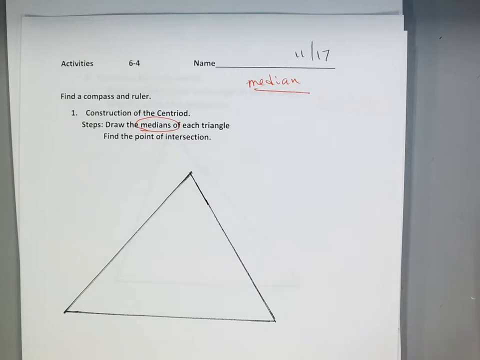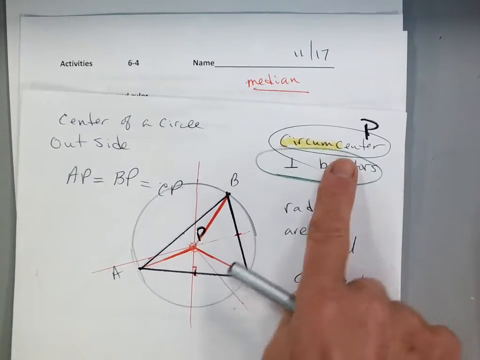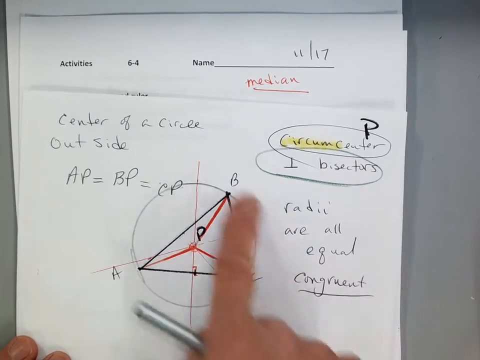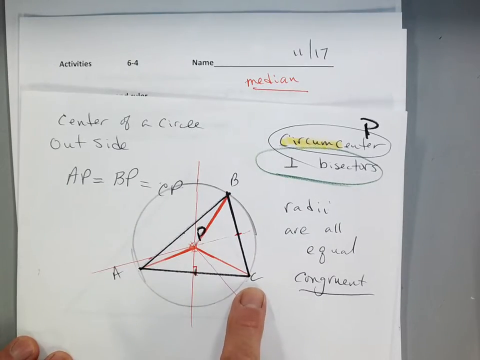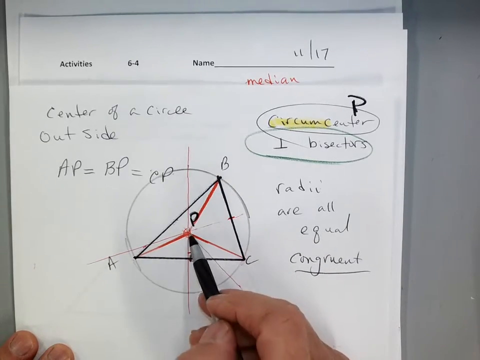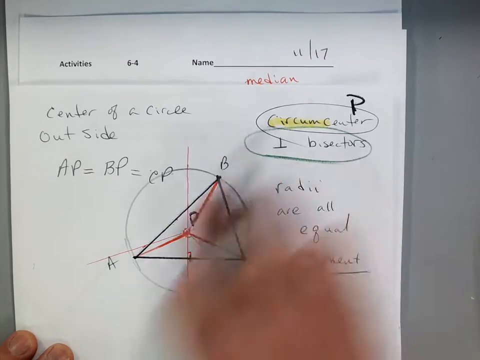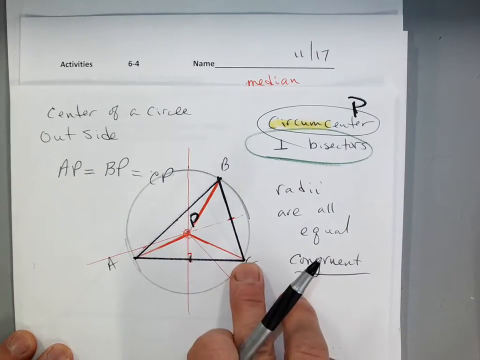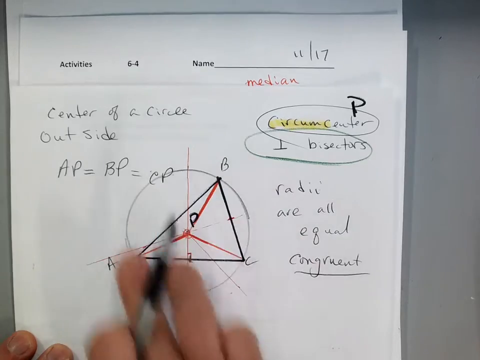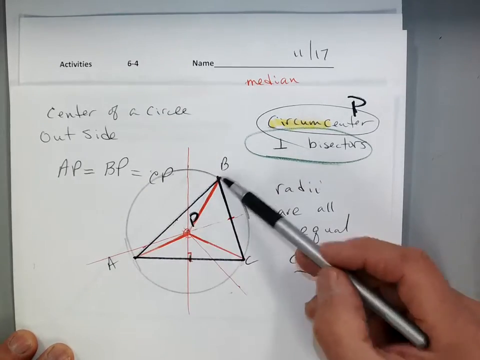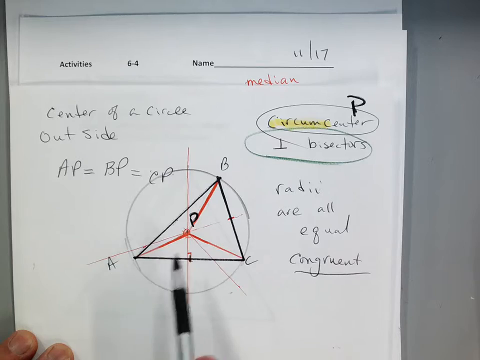Yesterday we talked about this. Circumcenter means a circle going around the outside of a triangle. We found the center of the circle, right? By doing these perpendicular bisectors. And then we were able to find the center of the circle and draw the circle around. The lesson was about the radii of the circle, where they're all equal.